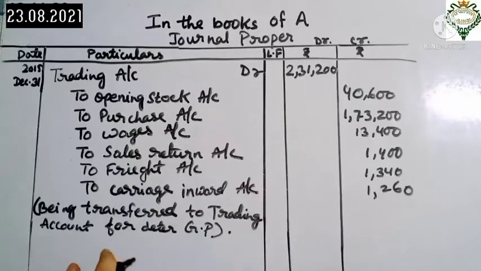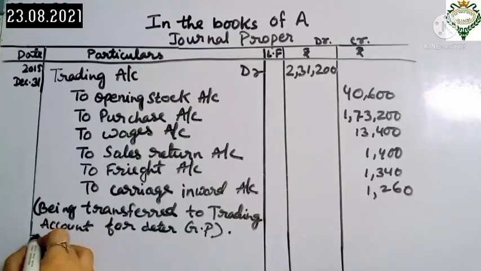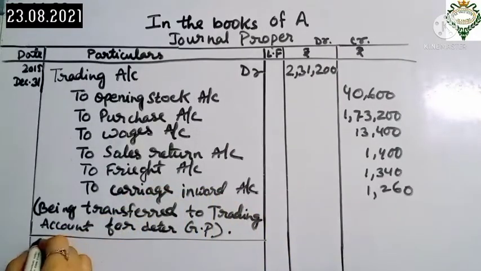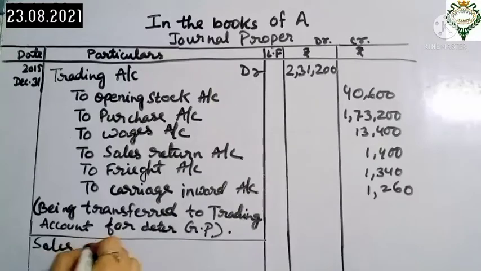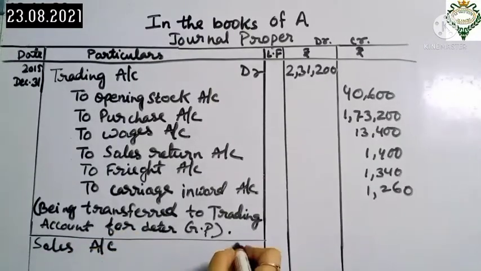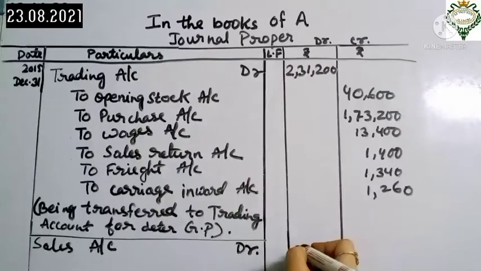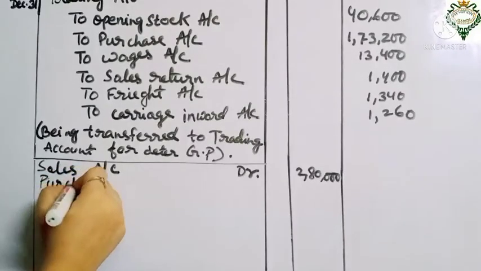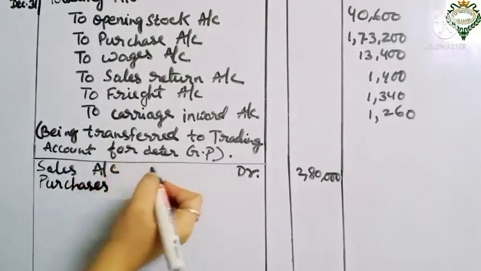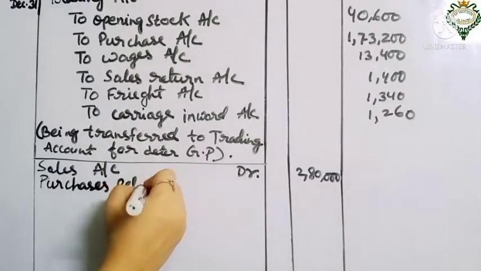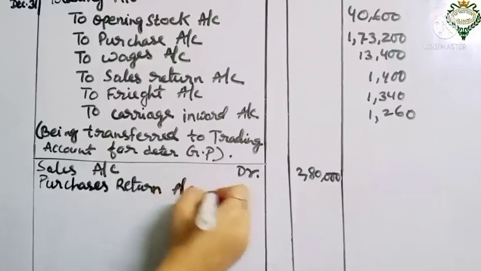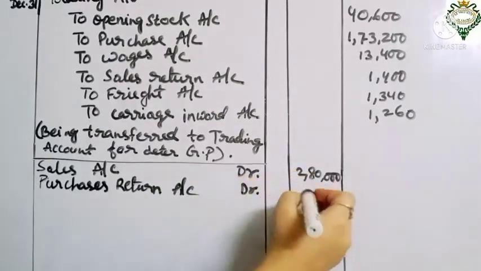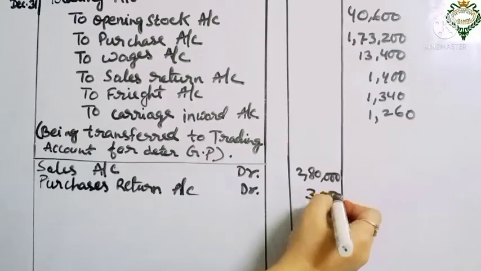So come to the incomes. We will write here sales account debit. Sales amount is 2,80,000. Then our next income will be purchases returns. If we are returning the purchases, we are getting back the cash into the business. So we will record here purchase return account as an income. That will be debited, debit what comes in. So the amount is 3,000.